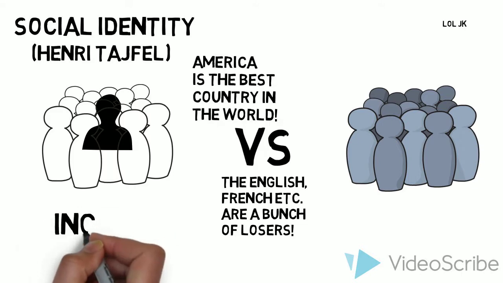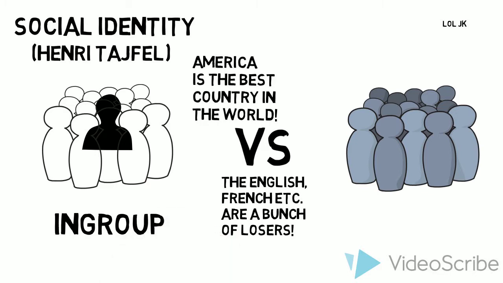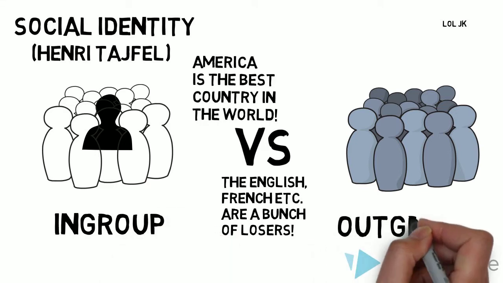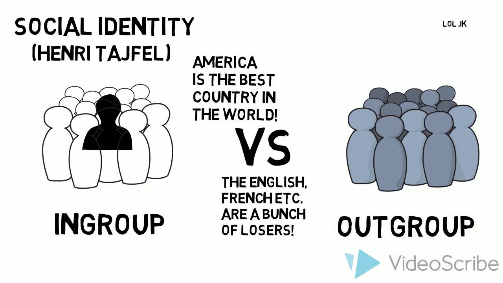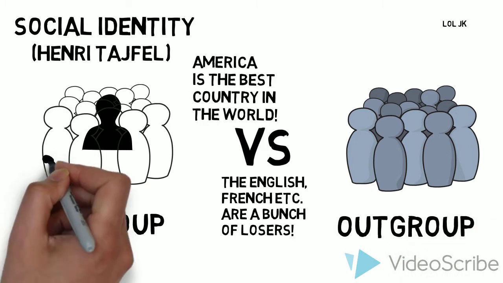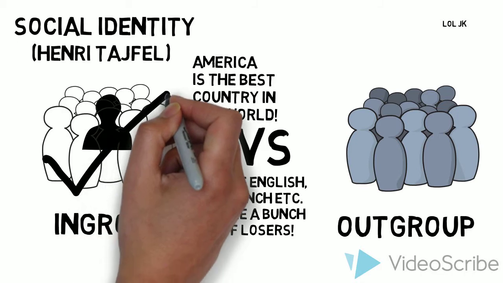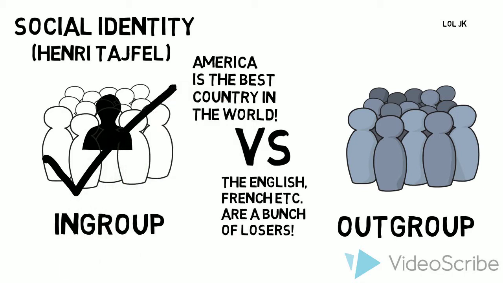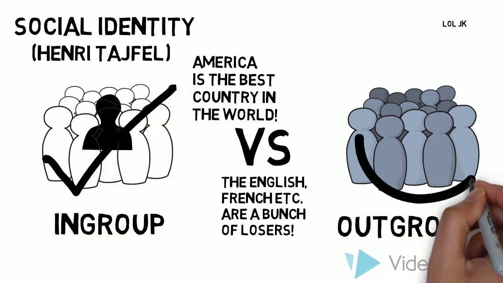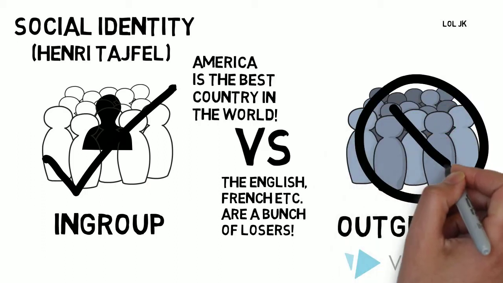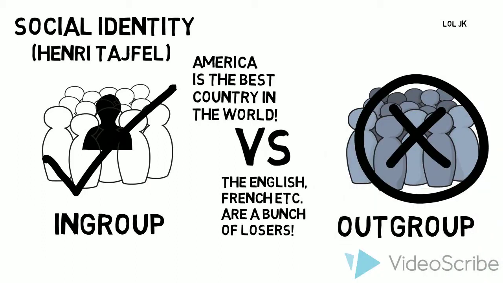The English, French, etc. are a bunch of losers. Therefore, we divide the world into them and us, based on a process of social categorization. This is known as in-group and out-group. Social identity theory states that the in-group will discriminate against the out-group to enhance their self-image. Henri Tajfel proposed that stereotyping is based on a normal cognitive process, the tendency to group things together. In doing so, we tend to exaggerate the differences between groups and the similarities of things in the same group.